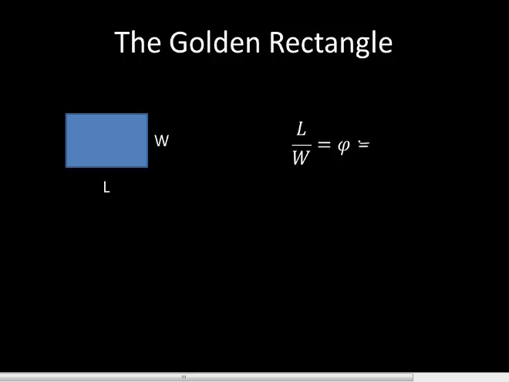This lecture is on the golden rectangle. You recall that phi is equal to (1 plus the square root of 5) divided by 2, which we know is an irrational number, and we can give the first few digits of its decimal.